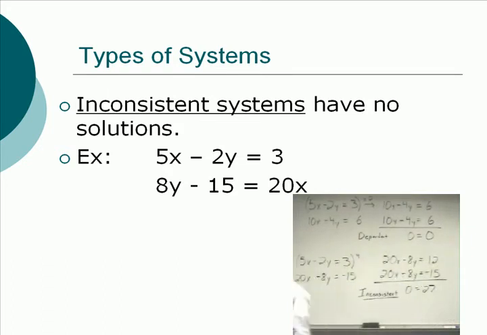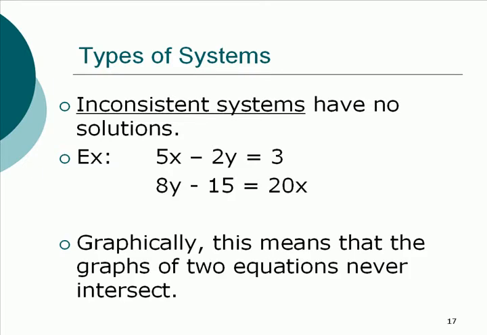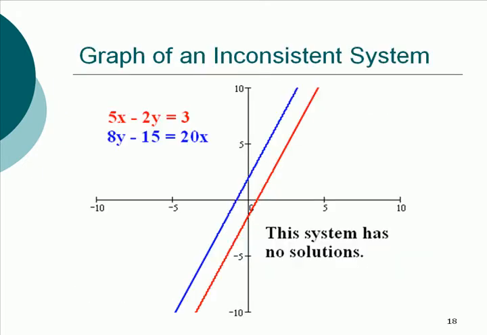Now, what's that going to look like when you graph them? If there's no solutions, what has to be true about these two graphs? They can't touch. Okay? If they're lines, that means they have to go on forever. They'd have the same slope but different intercepts. And so there's no solution.